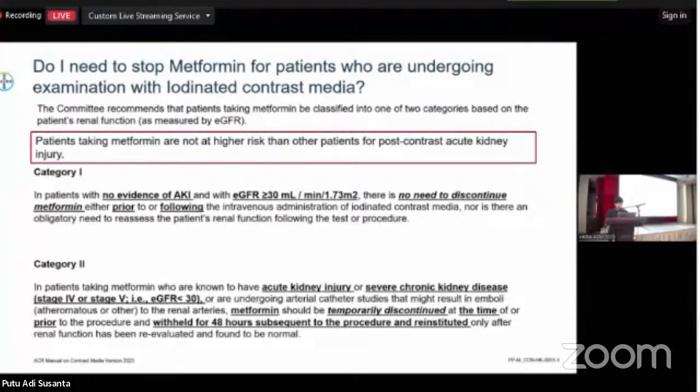So the recommendation regarding patients taking metformin should be based on renal function, and it is separated into two categories in the ACR guideline. The first category is patients with no evidence of acute kidney injury and with eGFR higher than 30 milliliter per minute. For these patients, there is no need to discontinue metformin before or after the contrast media exposure. And for category two, patients with acute kidney injury or severe chronic kidney disease, because there is potential concern of increased blood lactate due to further renal function worsening, it is recommended to stop metformin before or at the time of the procedure and continue to withhold it for 48 hours after the contrast administration. The patient can reinitiate metformin after the renal function has been evaluated and found to be normal.